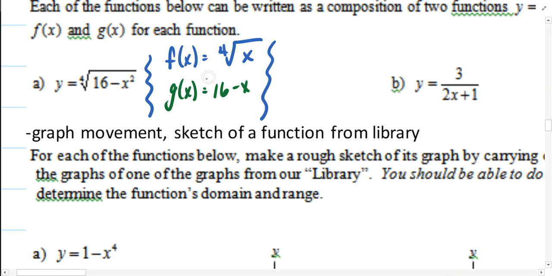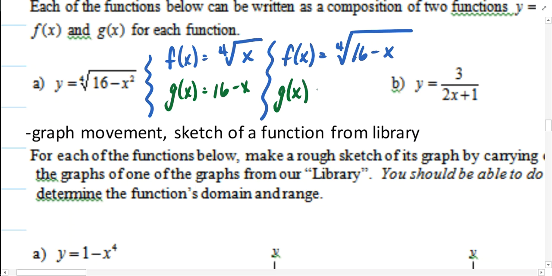An alternative to the first answer that would be considered correct. This is atypical, but it is technically correct. What if we say that the outer function is the fourth root of 16 minus x? Then we could say that the inner function is simply x squared. Because if I replace this argument with x squared, I would have the original function. Whereas back here, we took 16 minus x and replaced the original argument and got the same thing as well. So technically, either one of those are correct. I would say the answer on the left is more appropriate in this case, more common, definitely.